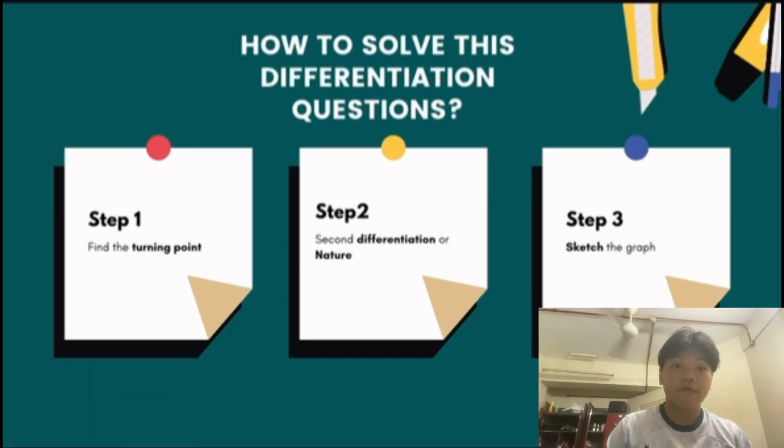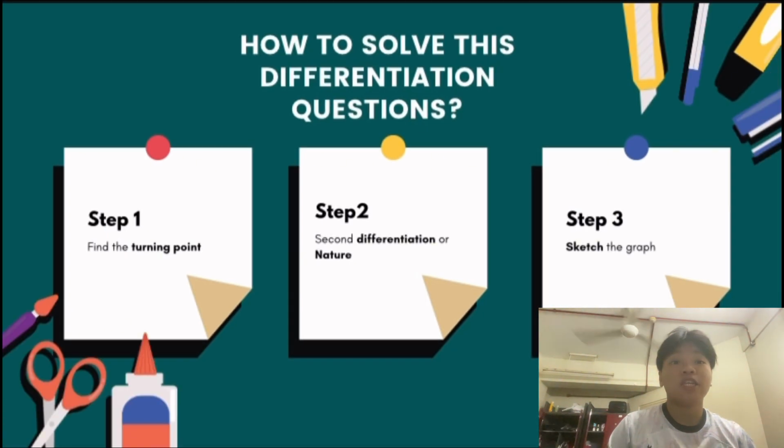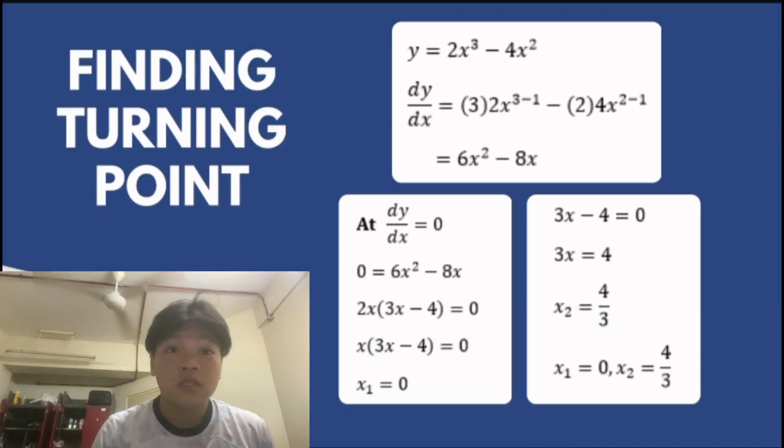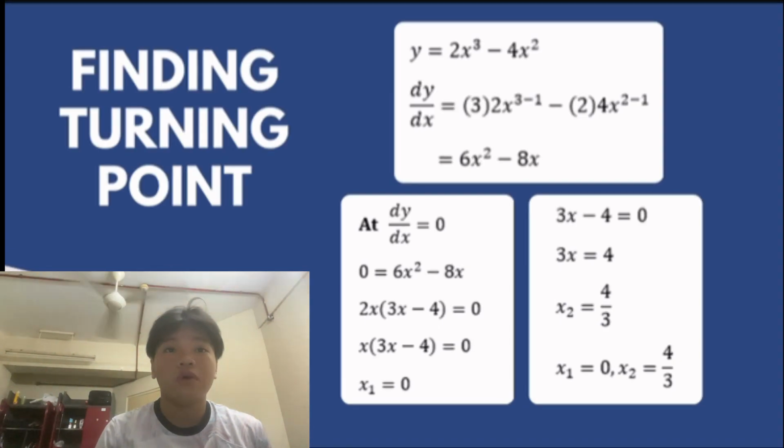Before we try to solve this question, the first step is to find the turning point. The second step is to do the second differentiation, or you can say the nature. And step 3 is where we sketch the graph. The function given is y equals 2x^3 minus 4x^2. Both of these terms are going to be differentiated. When we differentiate, it is going to be dy/dx equals 6x^2 minus 8x.